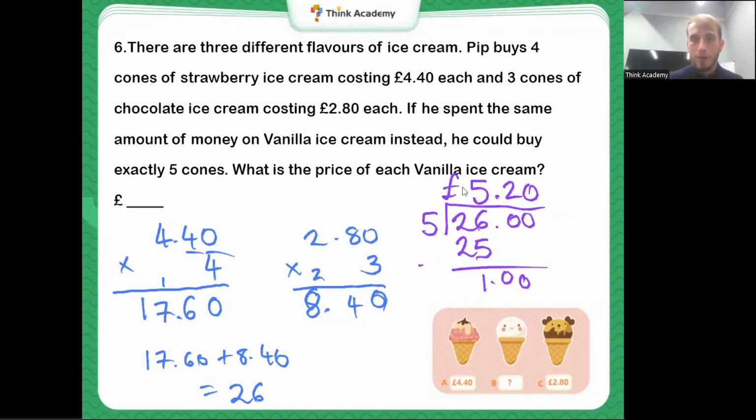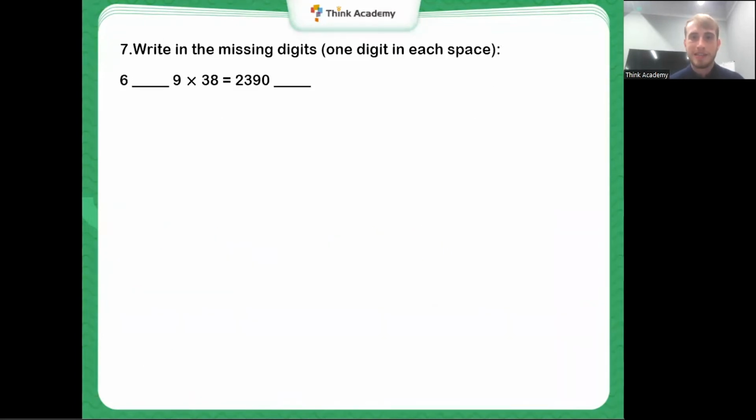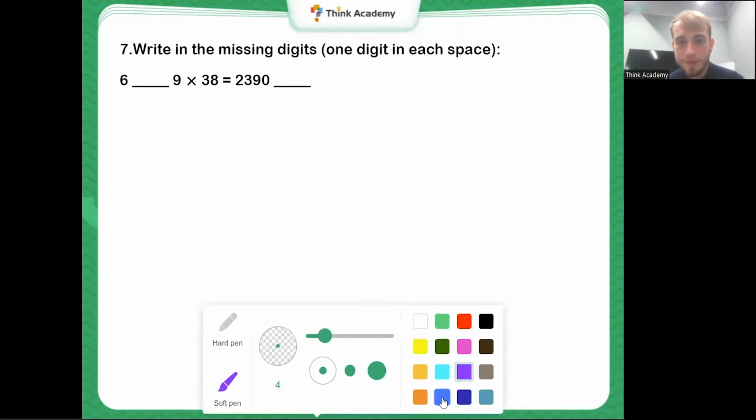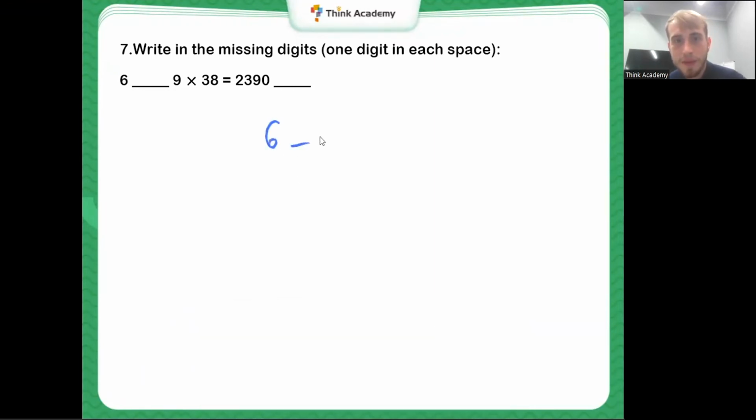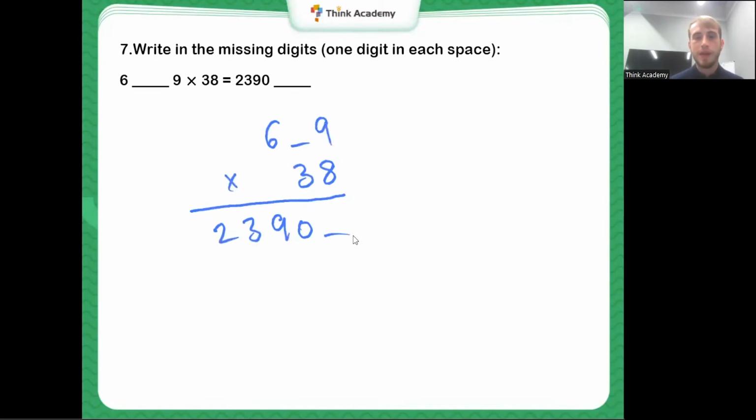Okay, next one. I will go through the next one because this one was a tricky one. Write in the missing digits. So here you've got a bit of a multiplication puzzle. So 6 something 9 times by 38 needs to give me 23,900 and something. So what can we learn from here?